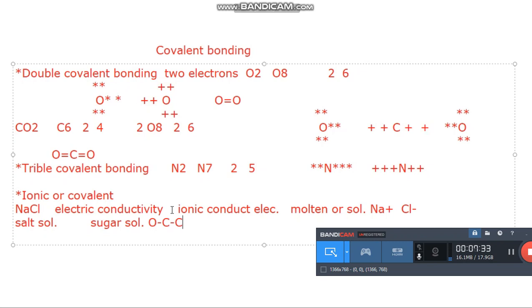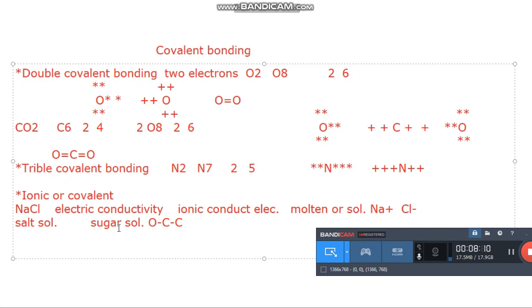Okay. If you make a simple electric circuit and you use salt solution, with a bulb, for example, the bulb will light up or the ammeter pointer will move. This is due to the flow of electricity. While with sugar, the bulb will not light up because there is no electricity.